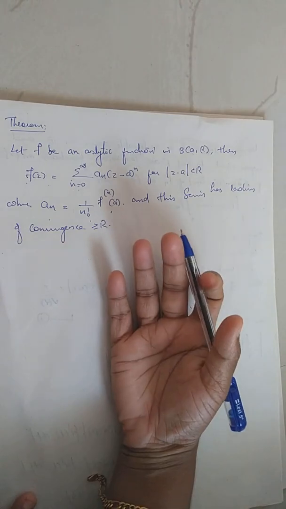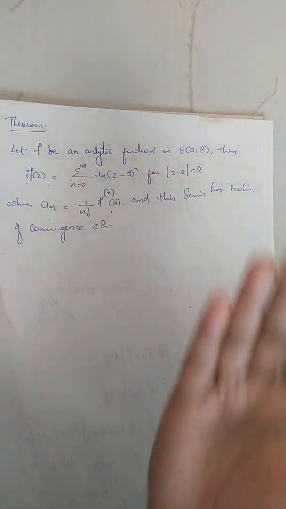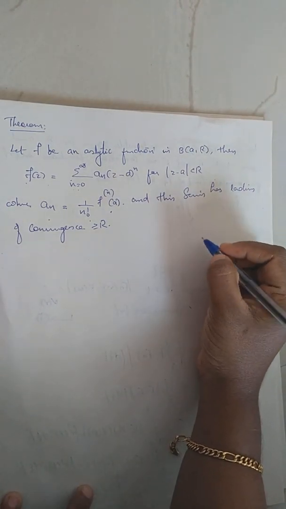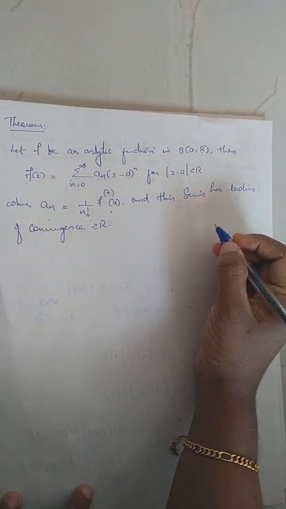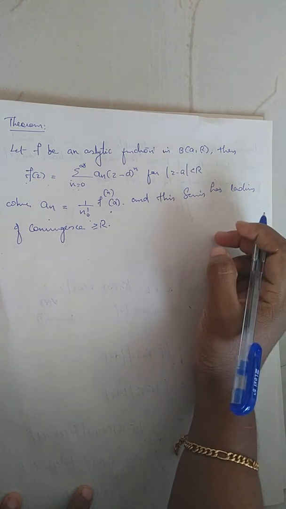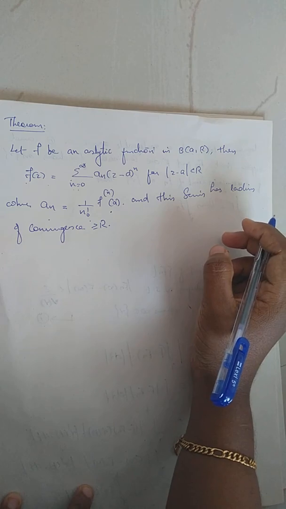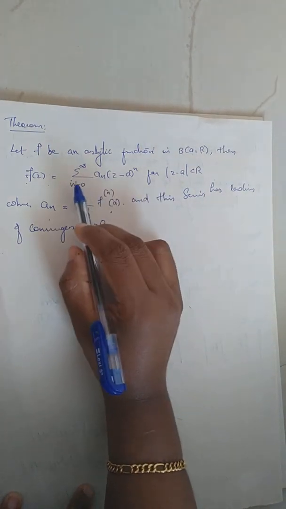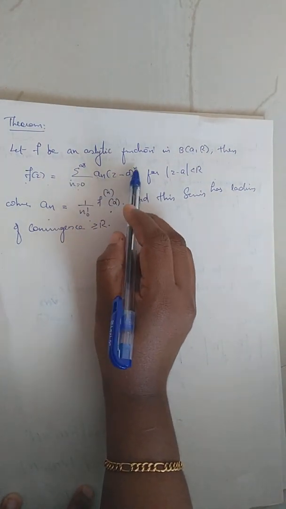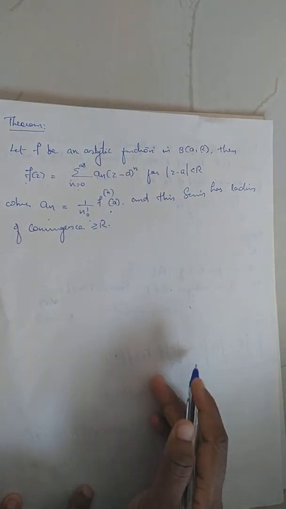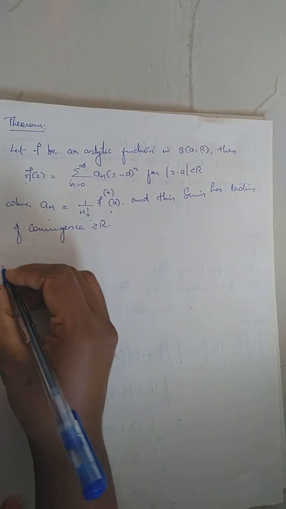So it is the same as the Taylor series formula. When we have a function which is analytic in an open ball, then in that open ball our function will have a power series representation of the form sigma n equal to 0 to infinity a_n (z minus a)^n, where a_n is the nth derivative of f at a divided by n factorial. Okay, so how will you prove this theorem?